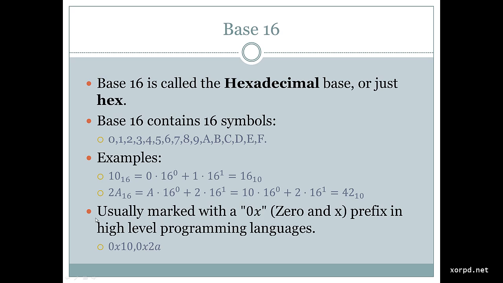Usually, numbers in base 16 are marked with a prefix of 0 and then X. And this is mostly done in high-level programming languages. If you were programming in maybe C or Python or Ruby or something similar, then you must have seen this symbol if you ever seen a hexadecimal number being in use.